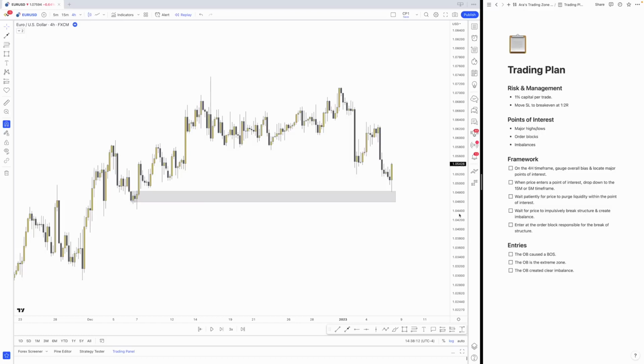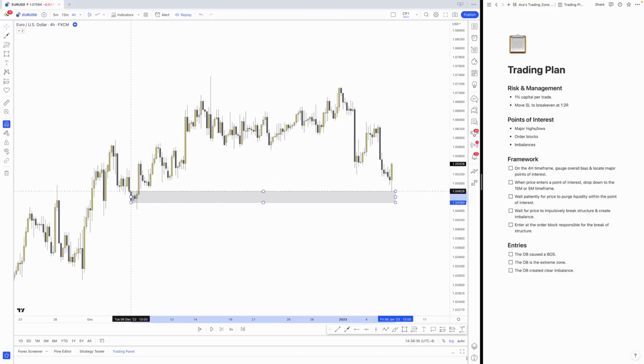So this here on Euro USD is a great example of that. The zone that I've highlighted clearly has a reaction from it. Price rejected it and turned bullish pretty impulsively. However, if you look to the left where I actually drew the zone, it's not the perfect order block. Technically, the perfect order block would have been this small bearish candle right before that bullish up move. However, price never reached that point.